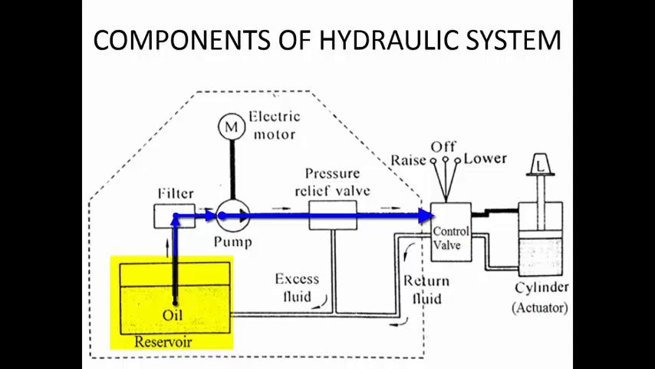Then you have a control valve. In this case, the control valve is called a direction control valve, because it will control the direction of motion of the actuator. In this case, the figure shows the cylinder. Instead of a cylinder, if you have a hydraulic motor, then you can have clockwise rotation, anti-clockwise rotation, or in the off position, the motor will stay in the position in which it was. In this way, you can control and operate a hydraulic system.